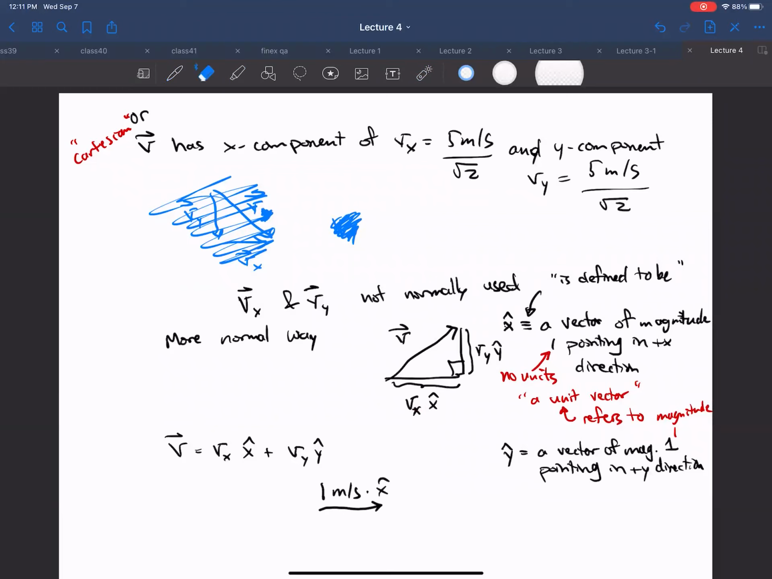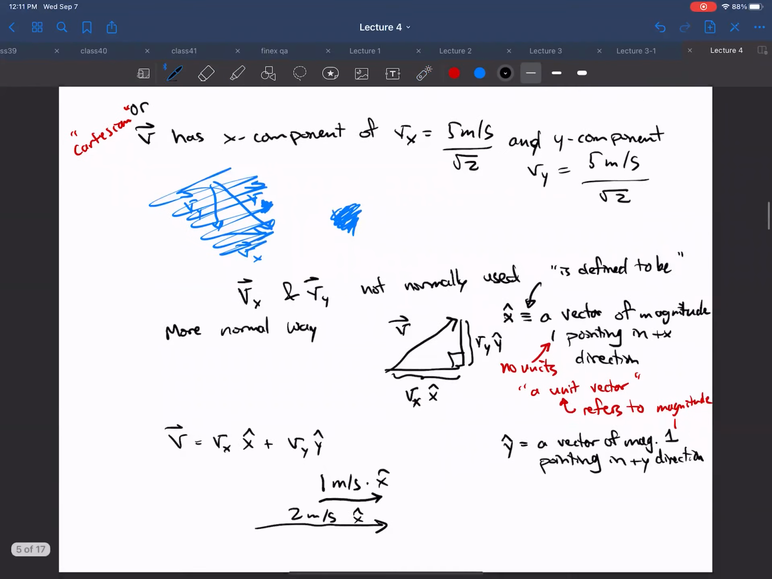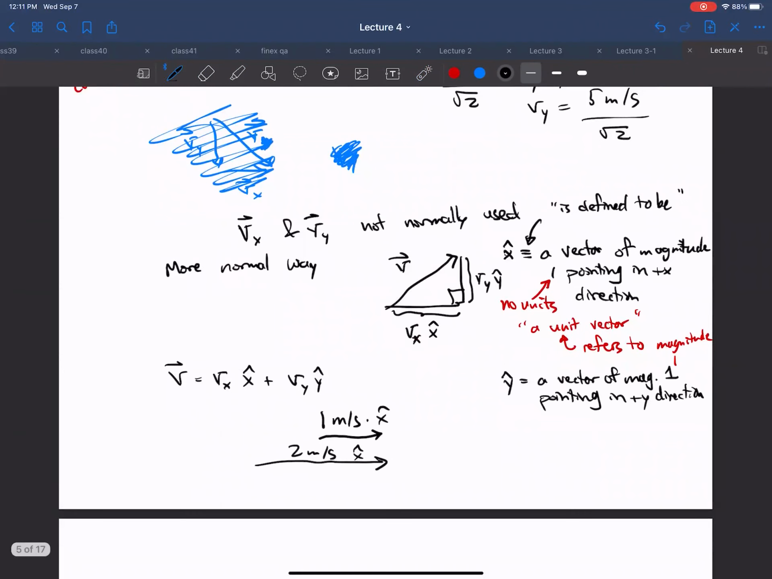If instead v sub x were 2 meters per second, it would just be a vector that was twice as long: 2 meters per second times x hat. I'll talk about that a little bit more in just a couple of minutes, about how we do scalar multiplication. But for now, we'll settle for that semi-intuitive definition. So this is the more common way of writing a vector in terms of its components. And when we write it this way, we allow Vx and Vy to be negative.